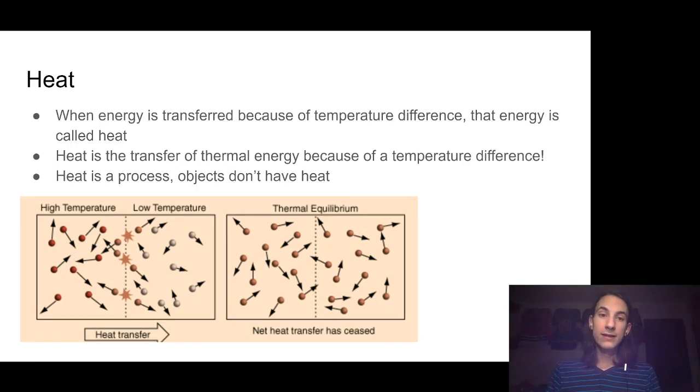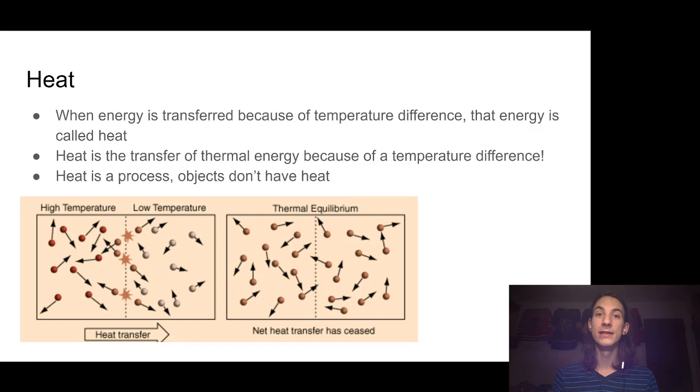So if we're looking at this idea of heat, we're really saying that heat is the main method for why this is happening. Heat is the explanation. Heat is really what's telling us what's going on. So if we're going to define heat, which is important because it's one of those words that we use colloquially, but the physics definition is very technical. When energy is transferred because of a temperature difference, that energy is called heat. So heat is the transfer of thermal energy because of a temperature difference.